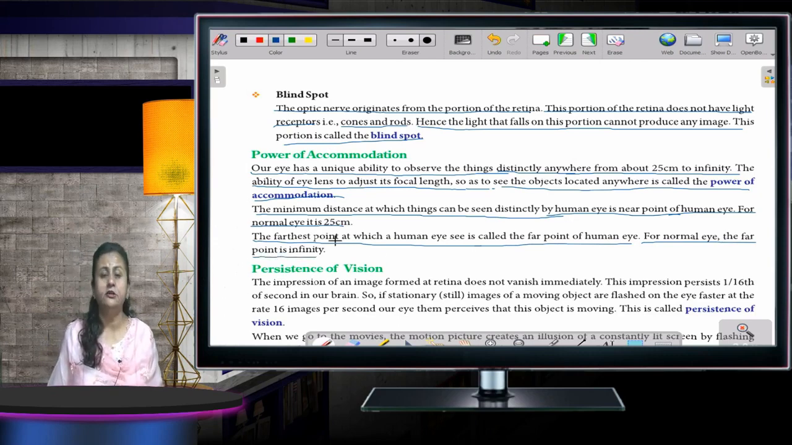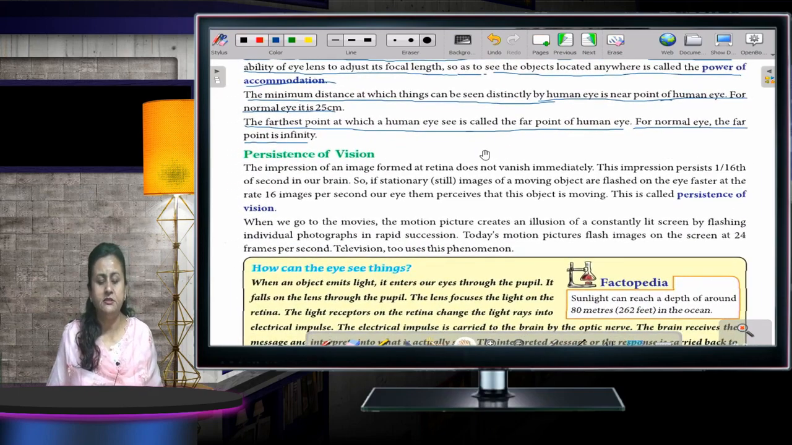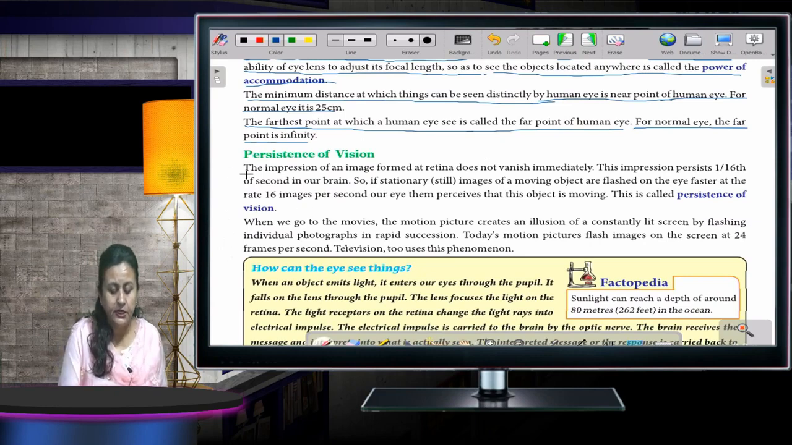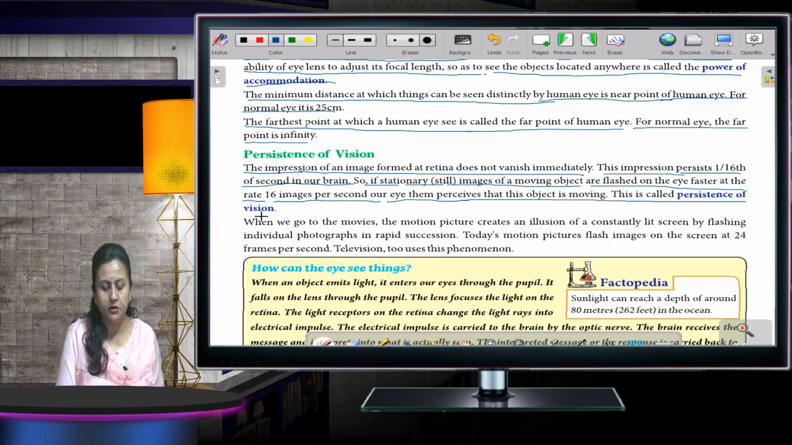Now, persistence of vision. The impression of an image formed at the retina does not vanish immediately. The impression persists for 1/16th of a second in our brain. So if still images of a moving object are flashed on the eye at a rate faster than 16 images per second, our eye perceives that the object is moving. This is called persistence of vision.